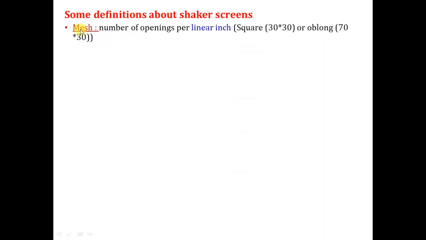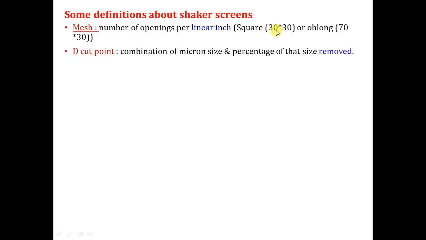What's the meaning of mesh? As I told you, it is the number of openings per linear inch. Take care, it is not per square inch, but per linear inch, whether a square, for example 30 by 30, or oblong, 70 by 30, or something like this. The D cut point is a combination of micron size and the percent of that size removed.